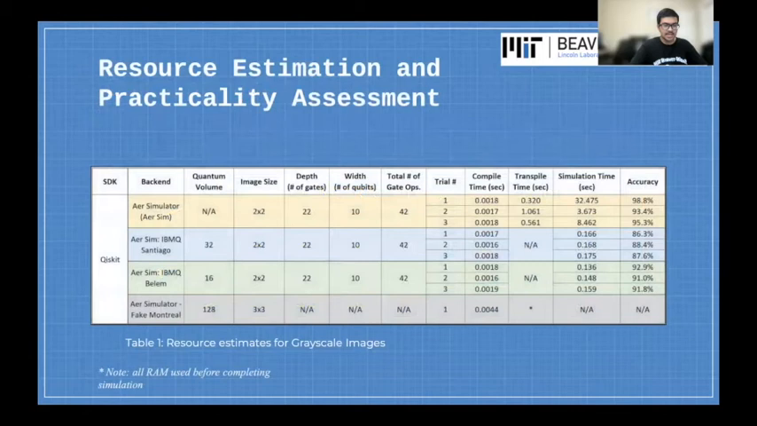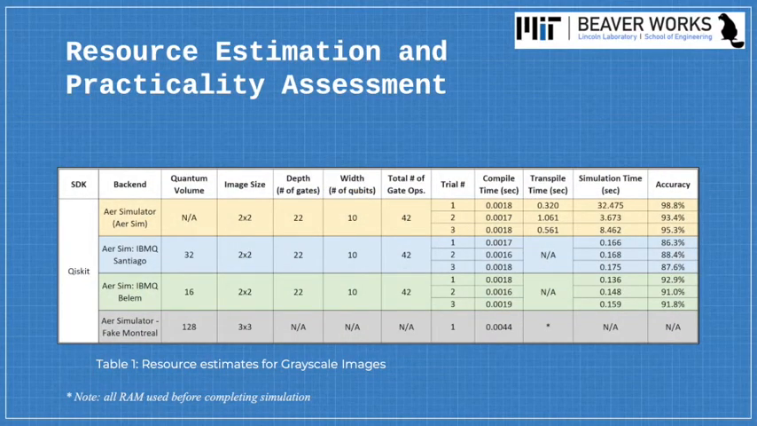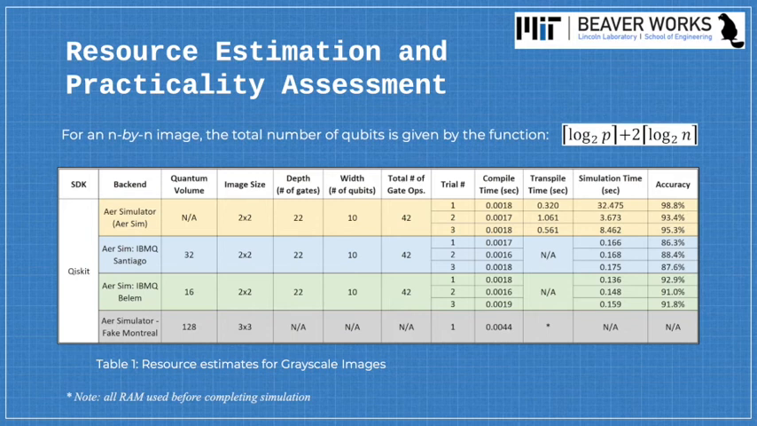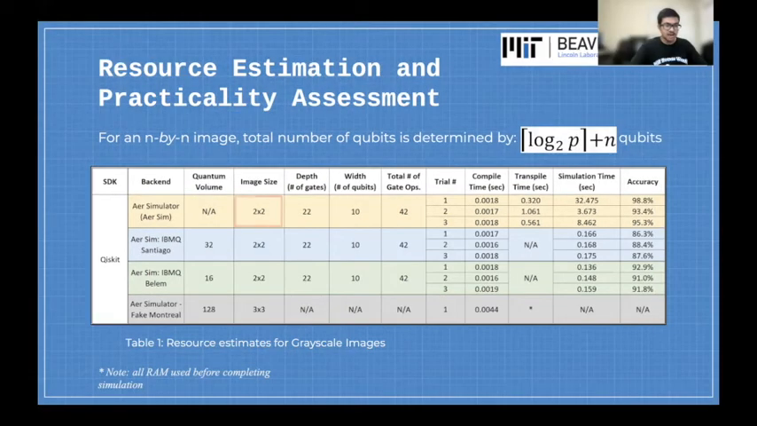Now let's see the practicality assessment. For an n by n size image with pixel values ranging from 0 to p-1, the total number of qubits used would follow this expression. The ceiling of the logarithm of p to the base 2 number of qubits for pixel intensity and 2 times the ceiling of the logarithm of n to the base 2 for pixel position. As you can see in the table, for a 2x2 image, the depth of the circuit, which is the total number of quantum gates in the critical path, is 22. The compile time of the circuit takes about 1.8 milliseconds, and the accuracy of the circuit run on IBM's AER simulator reached up to 99%.